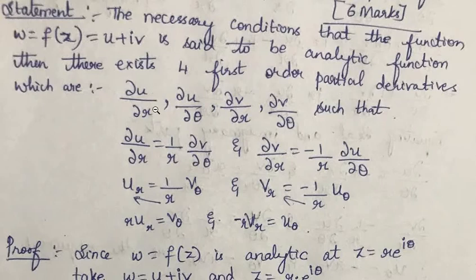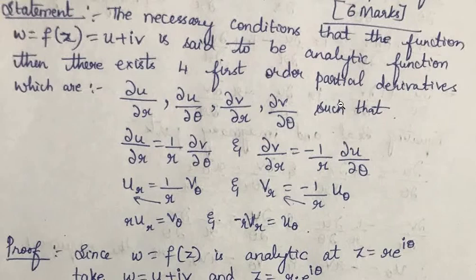They are dou u by dou r. What is dou? Dou is the symbol used for partial derivatives. As we are doing only partial derivatives, this is a symbolic representation. Dou u by dou r, dou u by dou theta, dou v by dou r, dou v by dou theta. So these are the 4 first order partial derivatives we should have in order for a function to be an analytic function. The first thing is that 4 first order derivatives must exist.